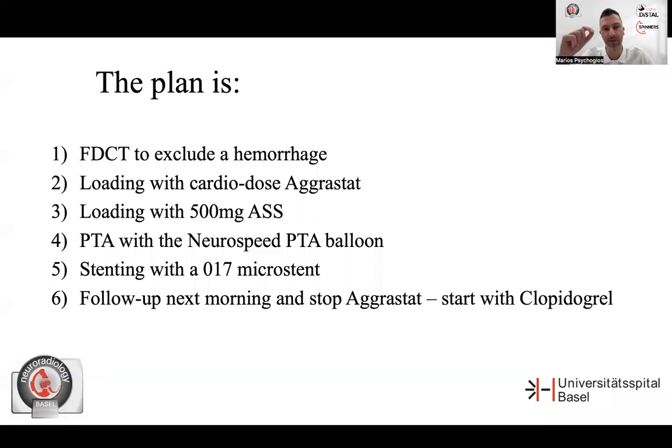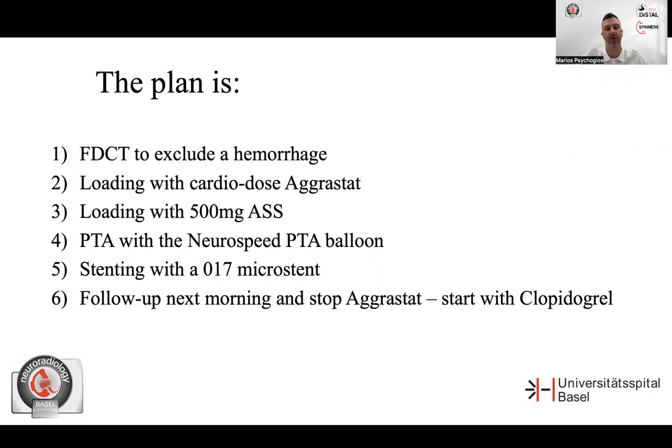and our plan after something like this is we do a flat panel CT, we exclude a hemorrhage, and then we load with Agrostat, which we are allowed to use here in Basel. So it's a GP2B3A inhibitor, and we use the normal cardiology dose.